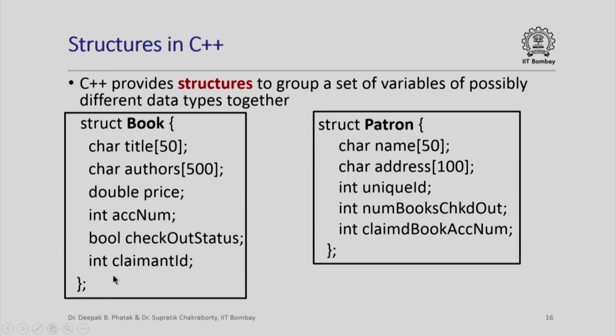And just like we have grouped information about a book together in a structure, we could also group information about a patron in a structure. This is very similar to what we have done for books, except that here I am storing the name, address, and unique ID of a patron, the number of books checked out by the patron, and the accession number of any book claimed by the patron.